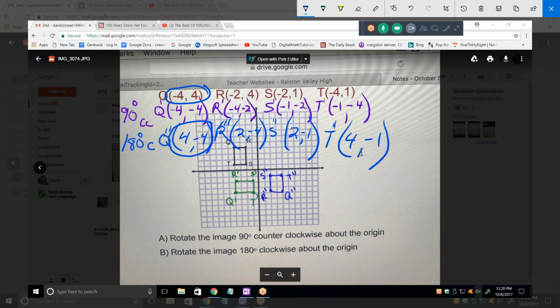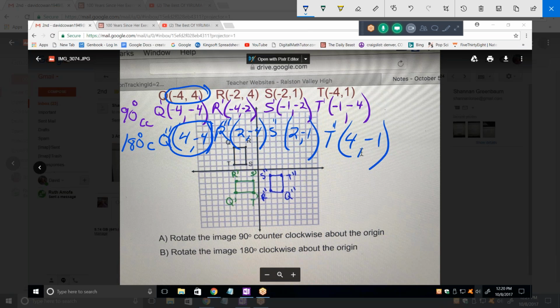Let's just look at R. It's a little clearer with R. How do you get from brown R to blue R? You make the X positive and the Y negative. You change the signs of the X and the Y, but you don't switch them. Notice we did the same thing with S, and we did the same thing with T.